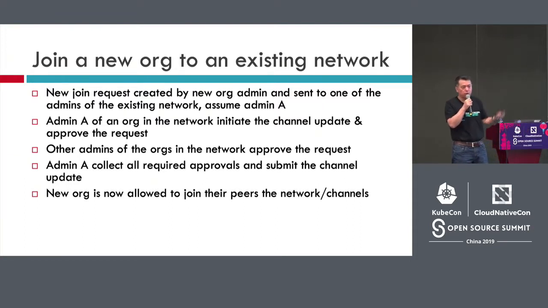If your channel policy says the majority of the organizations have to approve, then you have to get probably more than 13 signatures from all those 20 organizations. Only after that can this new organization actually participate in your channel. So other admins will either approve or disapprove the request. If one of the admins, let's say admin A, collects all the approval signatures and eventually submits the channel update, then the new organization becomes part of your Fabric network.